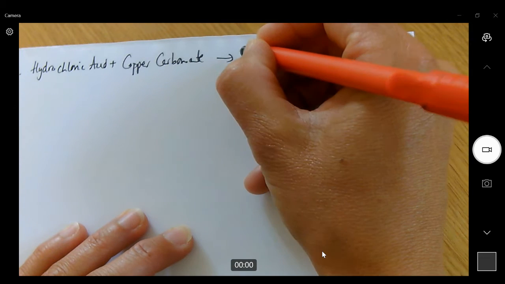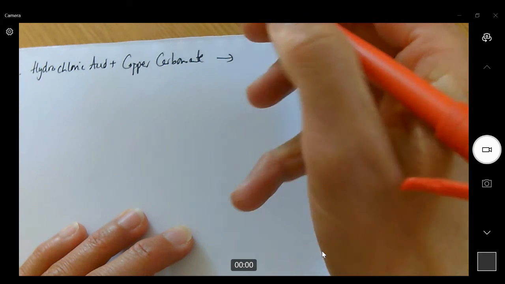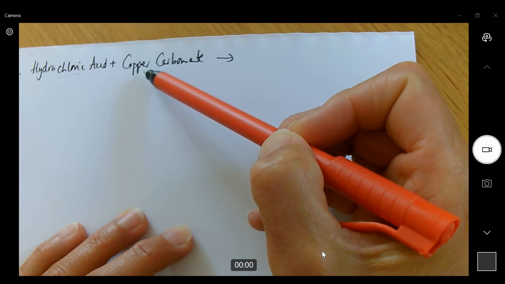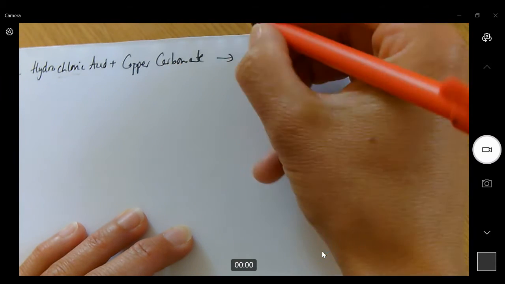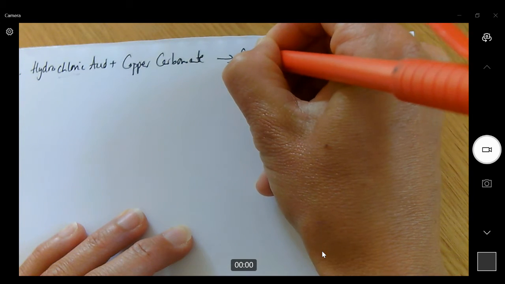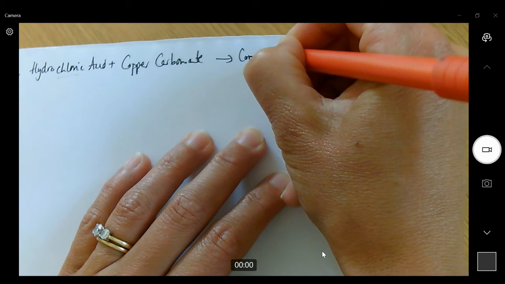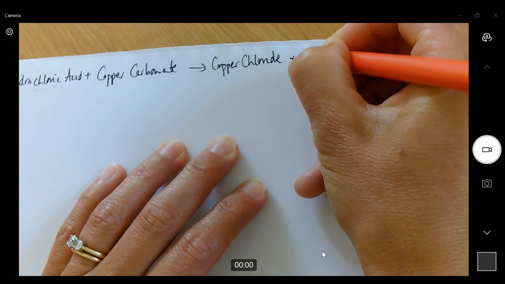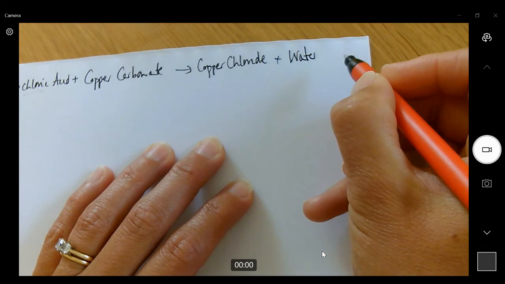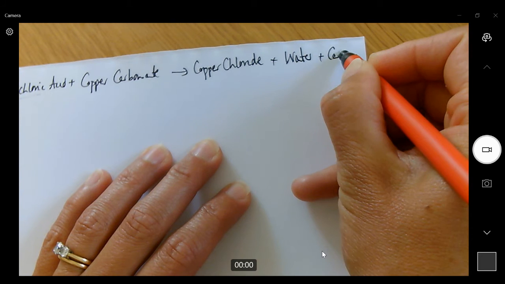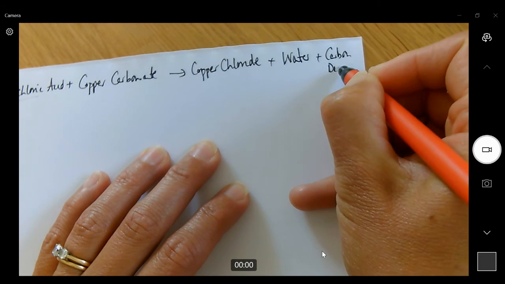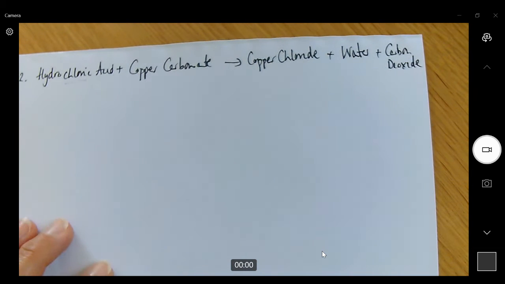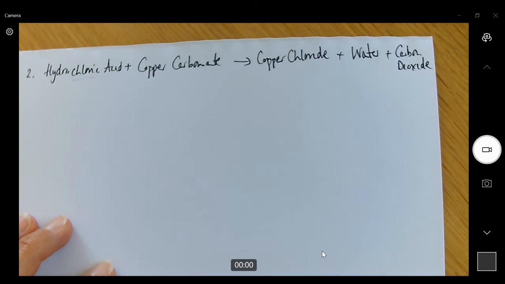Okay, so our salt is going to be the ending of our acid plus the metal ion from our base. So we're going to have copper chloride plus water plus carbon dioxide. Okay, so that is the word equation for that reaction.